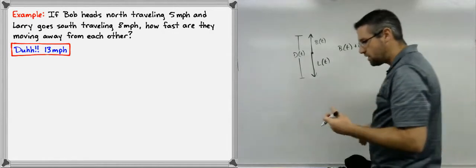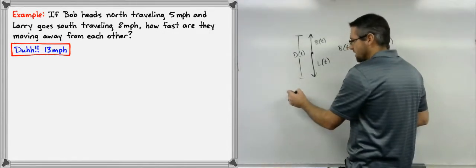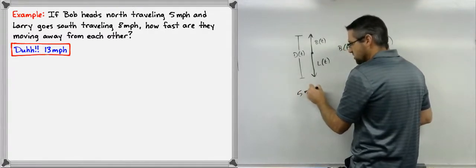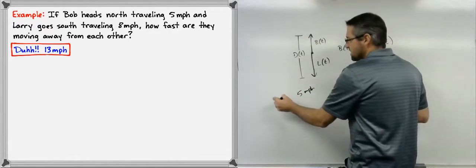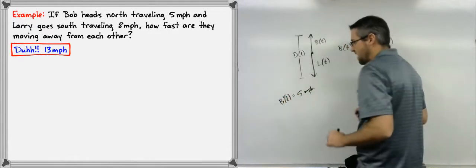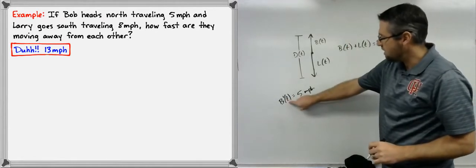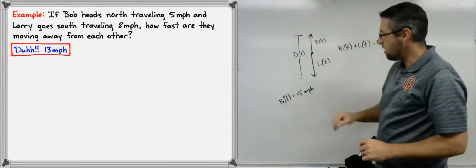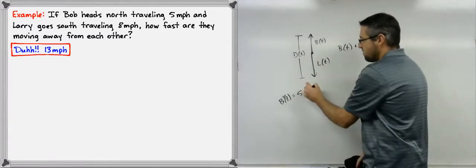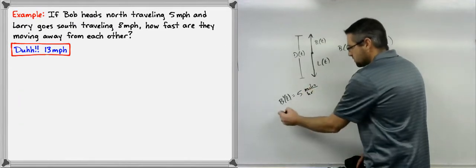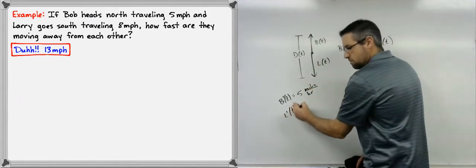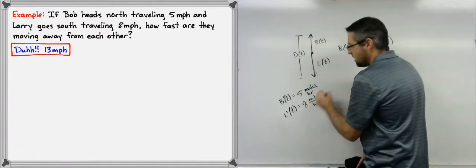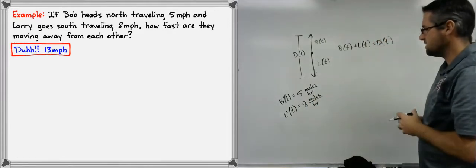So I notice that Bob is traveling at a rate of 5 miles per hour. Well, how can I express that? That is B prime of t is 5 miles per hour. T as in time is the input, hours, right? And miles is the output for B of t. Therefore, B prime is going to be 5 miles per hour. And then L prime is going to be, what was it? It was 8 miles per hour. Again, I know this problem is basic. It's easy, just add them up. But I want you to see why this is happening, okay?